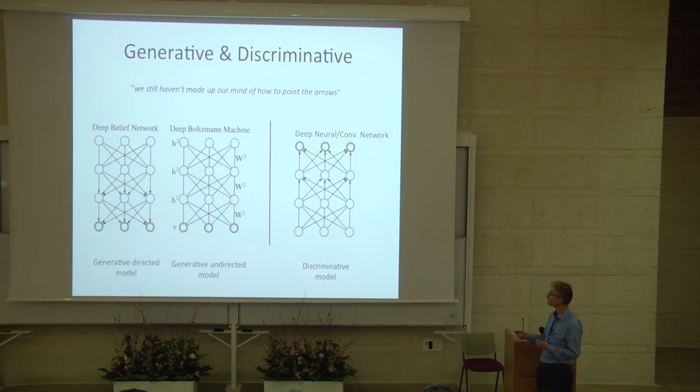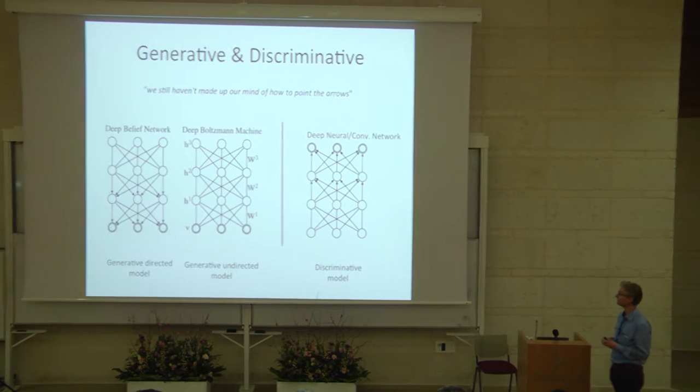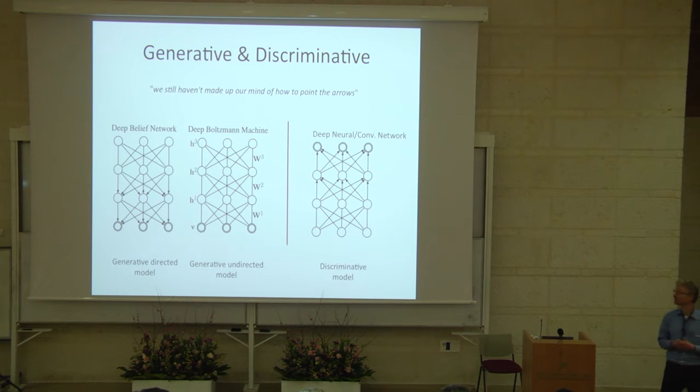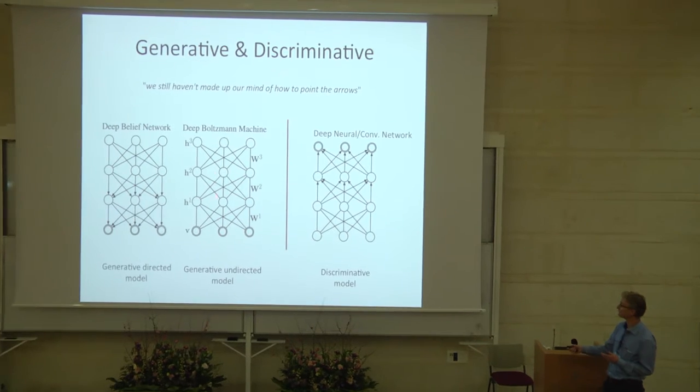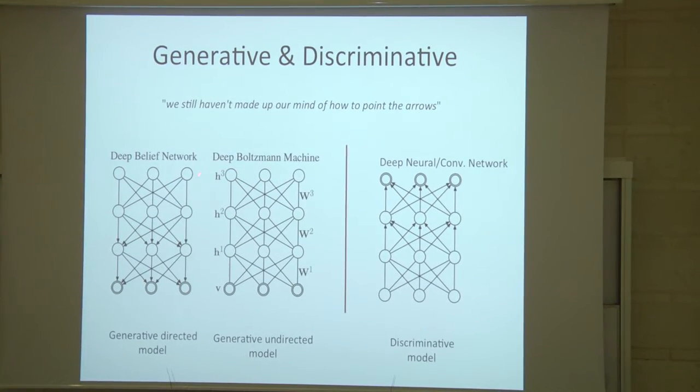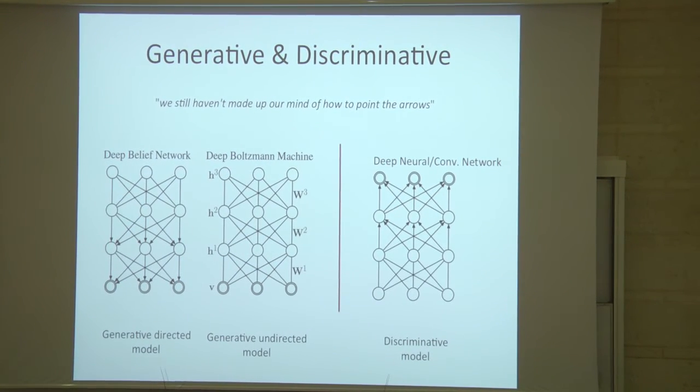You can remove the arrows, in which case it becomes like a Markov random field, or in the deep learning literature these days it's called a deep Boltzmann machine, where you have multiple layers of associations between these layers. Again, this is a generative model because you can generate data from it. In this case, it's a whole lot more complicated because you have to run a Gibbs sampler over this entire structure in order to generate your data at the bottom.